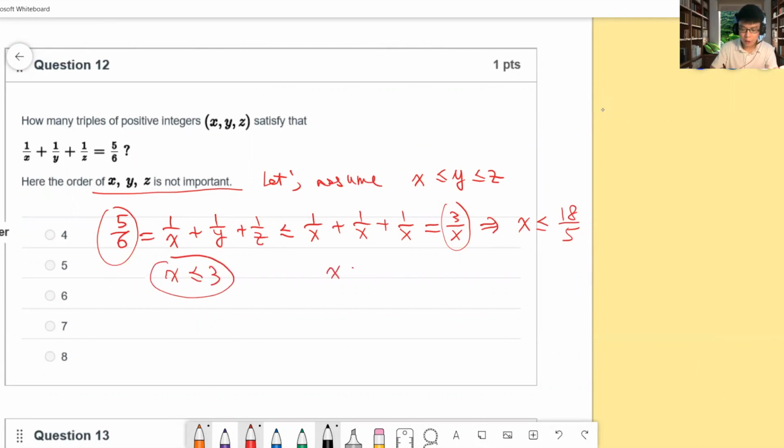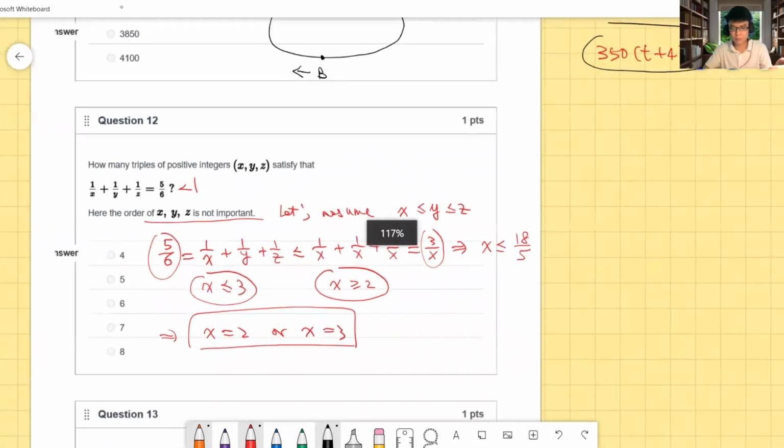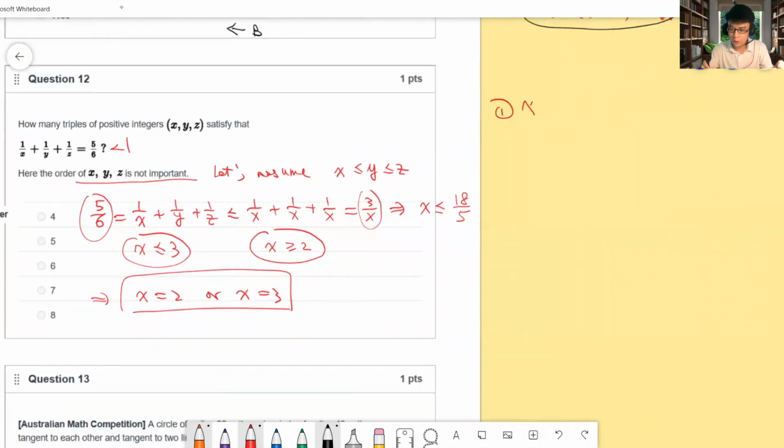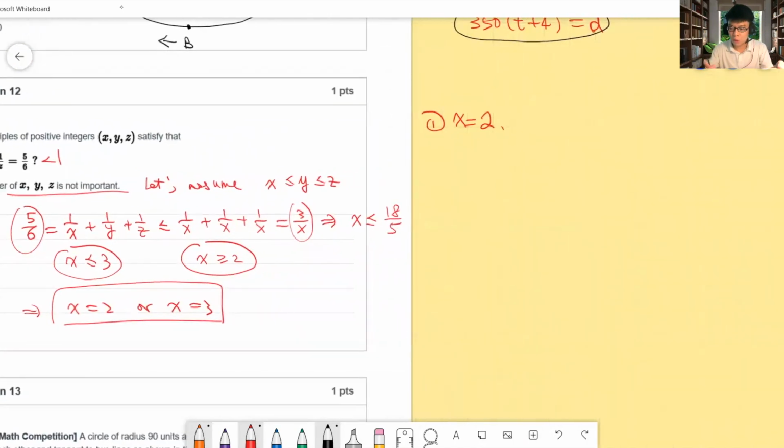Now we also know that x is greater than or equal to 2, because if x equals 1, the equation cannot hold: the sum is 5 over 6, which is less than 1, so x cannot be 1. From here, we see that x either equals 2 or 3. So let's discuss these two cases. First case, if x equals 2, that means 1 over 2 plus 1 over y plus 1 over z equals 5 over 6. Subtracting 1 over 2, 1 over y plus 1 over z equals 1 over 3.